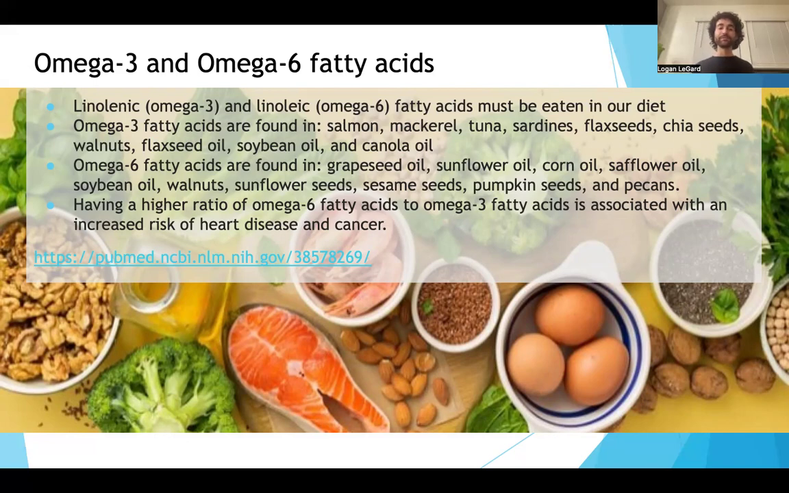Having a higher ratio of omega-6 fatty acids to omega-3 fatty acids is associated with an increased risk of heart disease and cancer. I got that from this article that's linked here that you can click on and read about. So basically, we want to try to eat more omega-3 fatty acids rather than omega-6, but it is important to eat both.